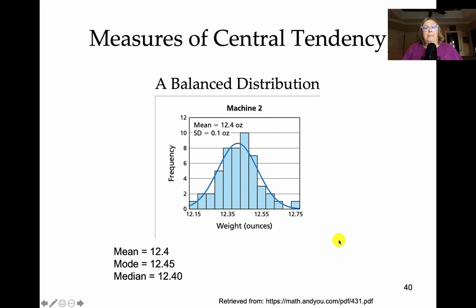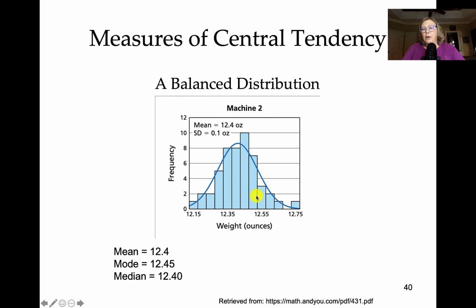This is an example of a balanced distribution that we're going to use in a couple of other different examples when we go through this. So a balanced distribution is one where it's kind of evenly spread. And this particular one was part of a quality analysis in a manufacturing facility. We're looking at the weight of cereal in a box when it's produced and sent out by machine number 2. They took 50 different samples of the cereal box, and the weights vary from 12.15 up to 12.75. And they are fairly evenly distributed.